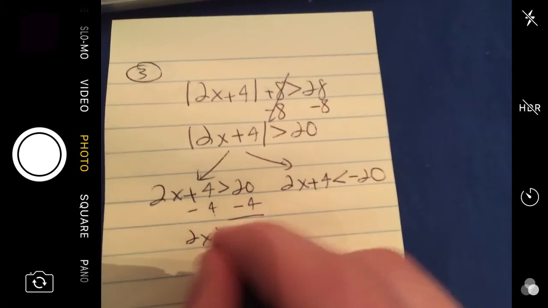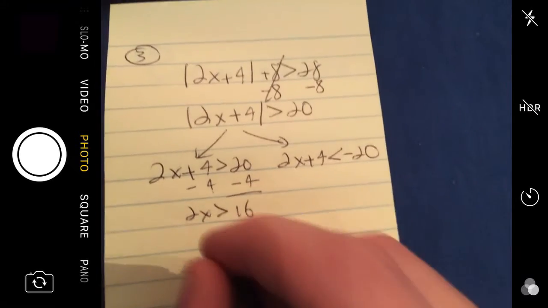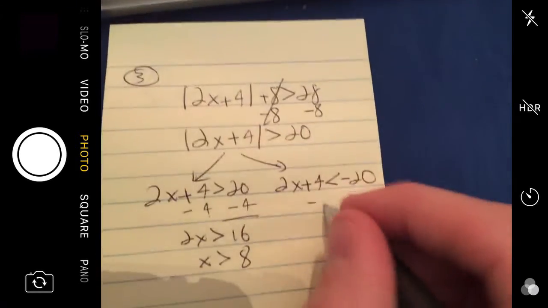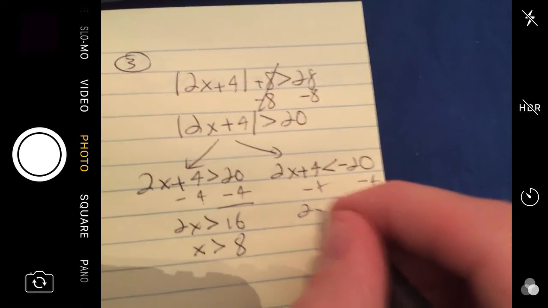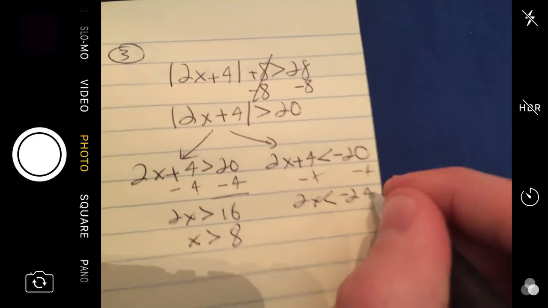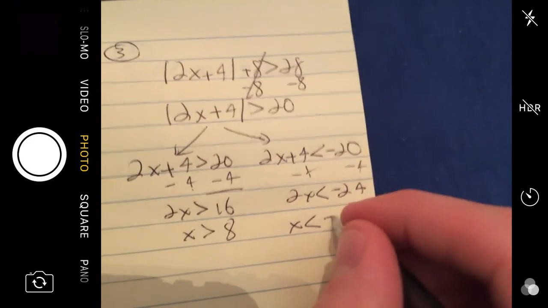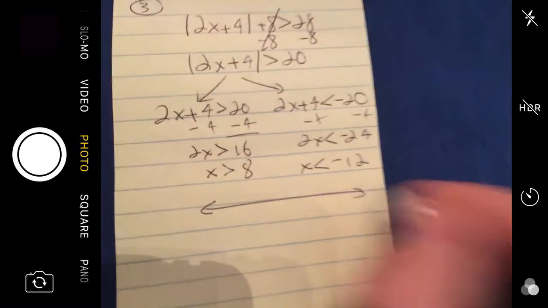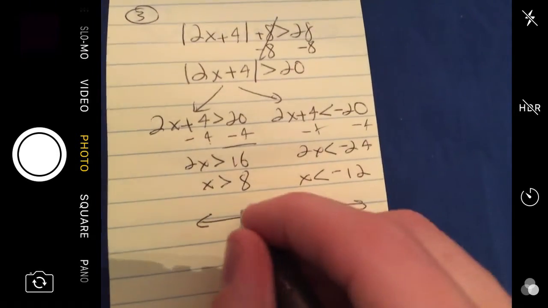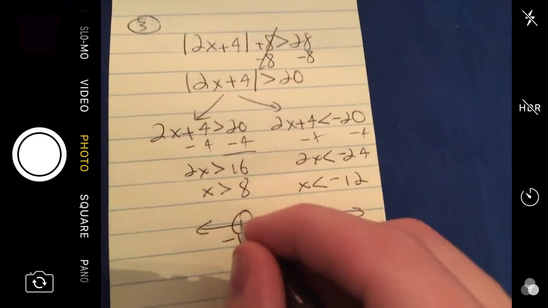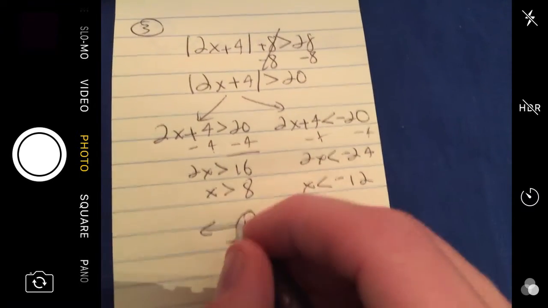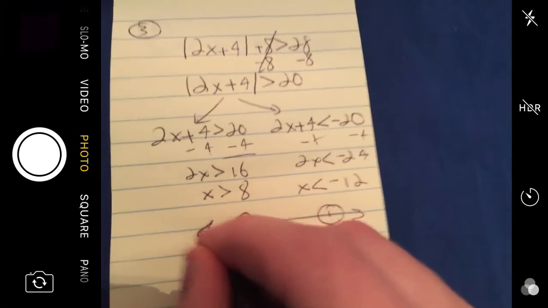So 2x is greater than 16, so x is greater than 8. Over here I got -4. 2x is less than -24, so x is less than -12. Alright, and number line there. So x is less than -12, so here's -12, open circle. x is greater than 8, there's 8, open circle. So less than -12, I shade to the left, that's the left side, and greater than 8, I shade to the right.